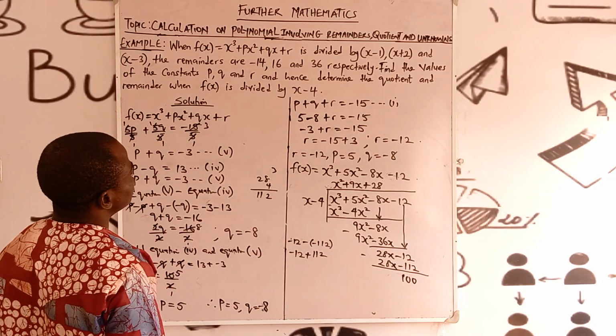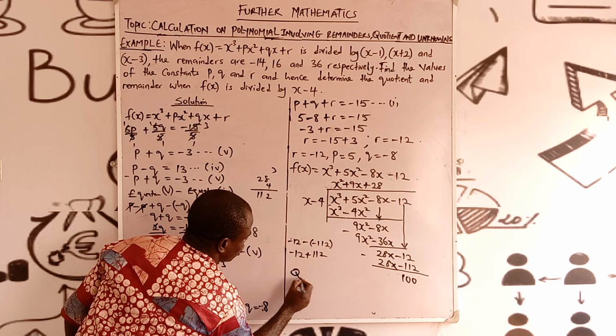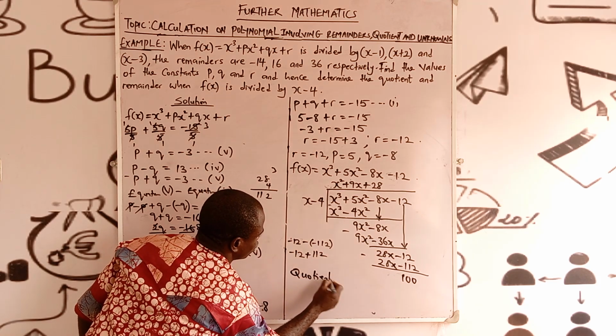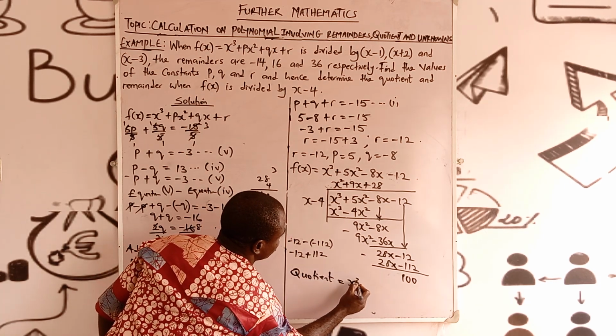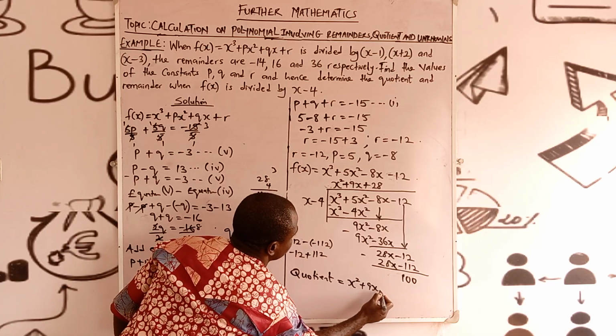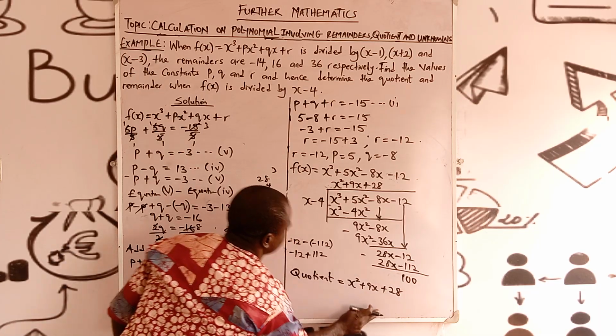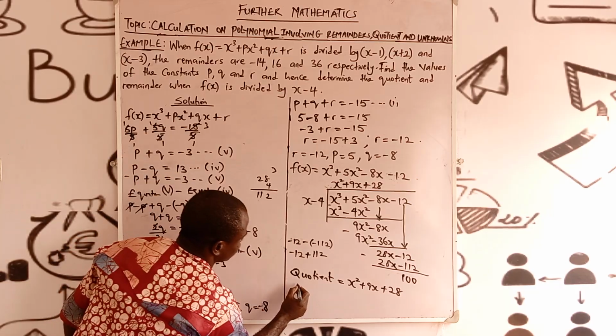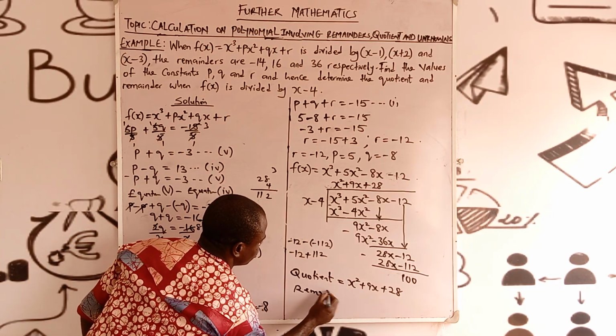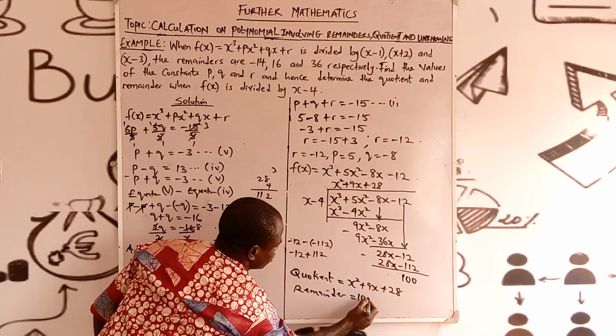What are we looking for? Determine the quotient and remainder. The quotient equals x squared plus 9x plus 28, and the remainder equals 100.